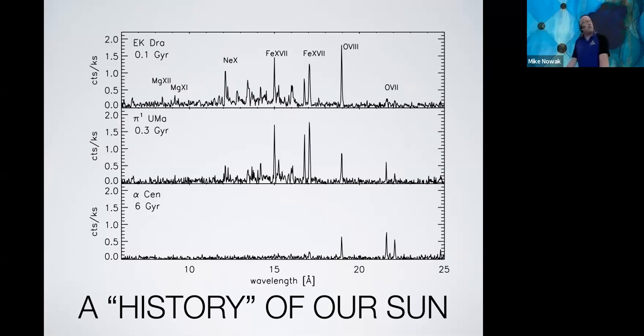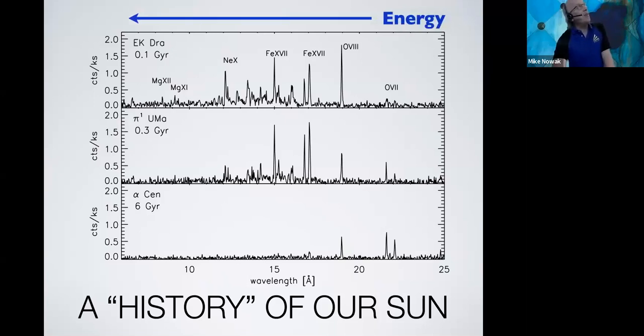but at different ages. The top one is 100 million years old. The middle one is 300 million years old. And the bottom one is about 6 billion years old, like our sun. And this is a spectrum. Just to orient you, energy goes along the x-axis.